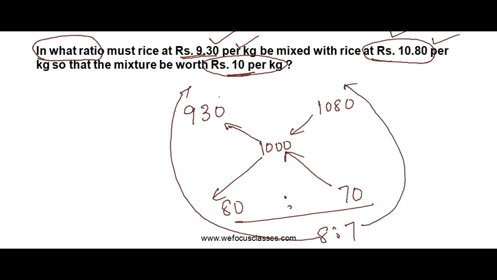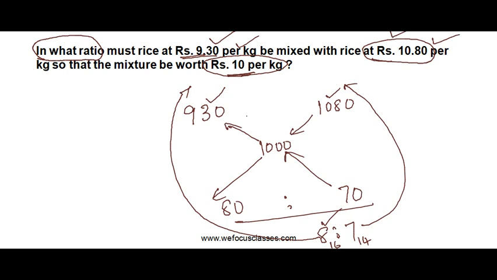So it means the ratio of 9 rupee 30 paisa rice and 10 rupee 80 paisa rice must be 8 is to 7. It means if you mix 8 kgs of this price rice, you must mix 7 kgs of this price rice. If you mix 16 kgs of this, you must mix 14 kgs of this. Like this we'll be finding the answer. So it's just asking the ratio, so we are finding the ratio as 8 is to 7.